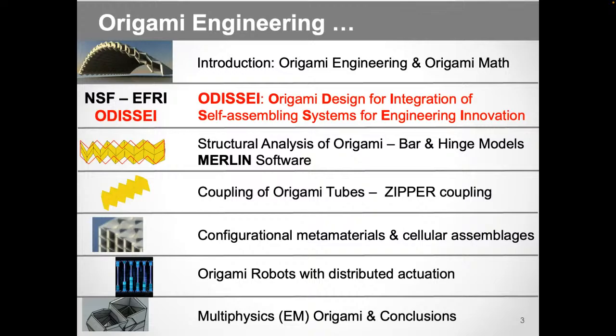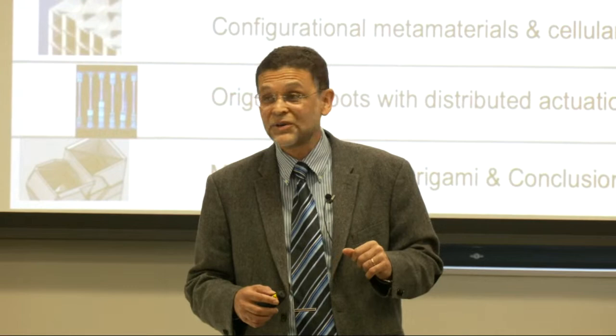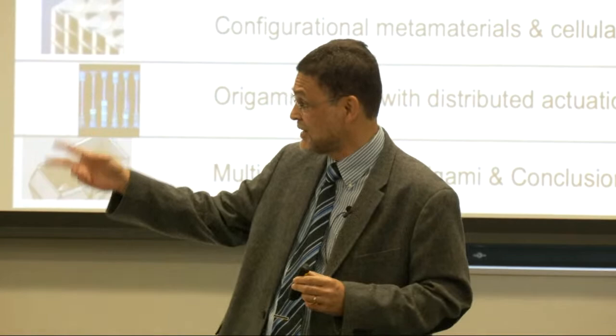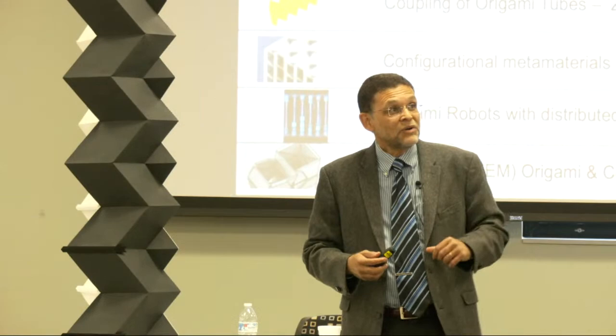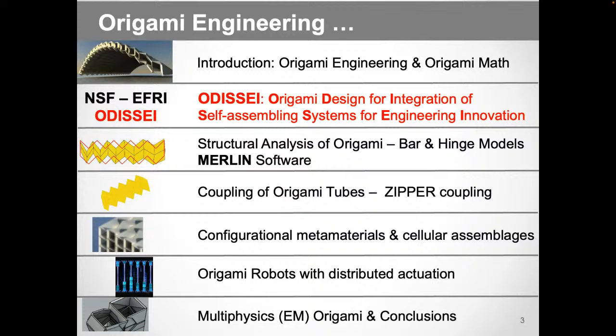Then I'll talk about the structural analysis of origami, especially bar-and-hinge models, simplified models that can allow us to analyze things like this in a very quick way. Then I'll talk about zipper coupled tubes, this one here, tubes and zipper coupling, and then configurational metamaterials, cellular assemblages, and finally some of our recent work on robots with distributed actuation, and then conclude the work.